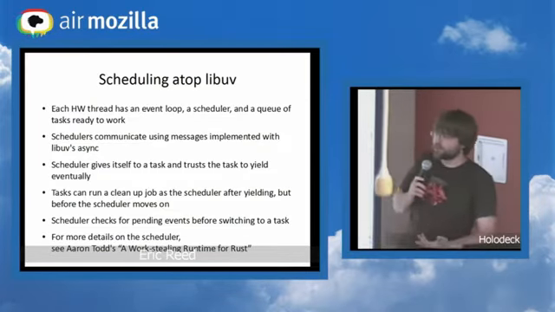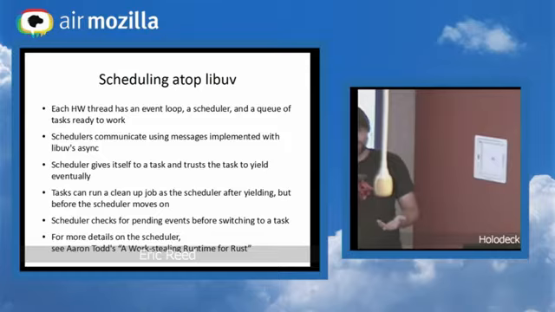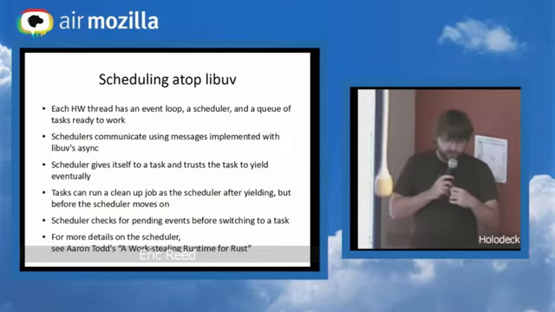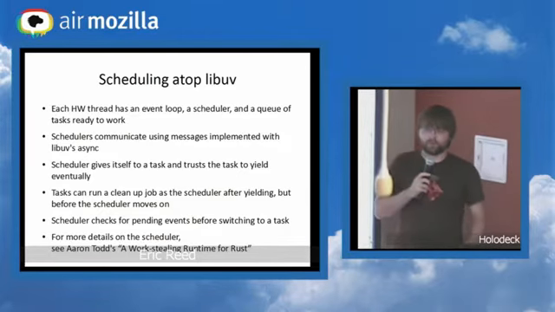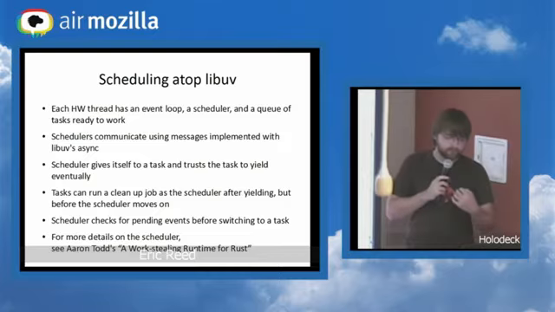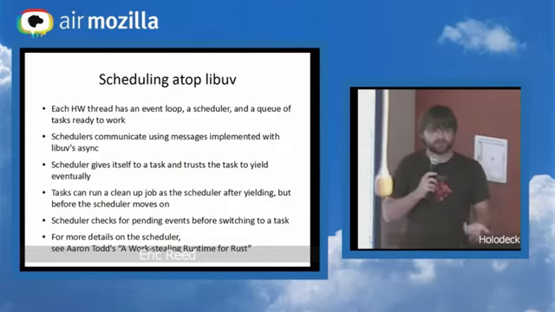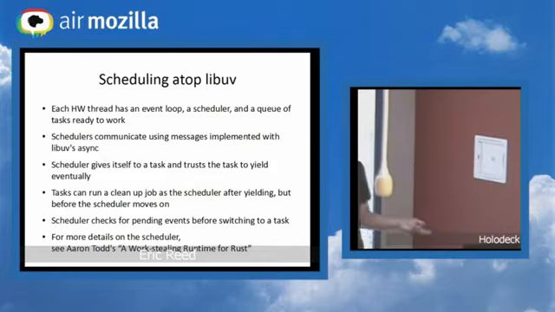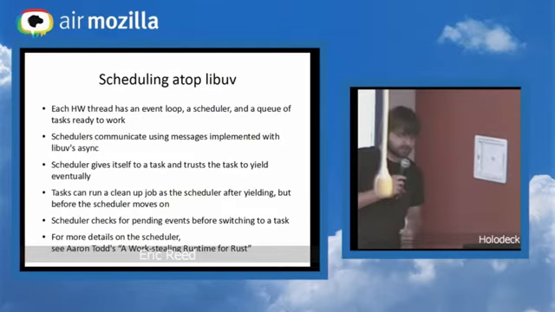Tasks have the option of running a cleanup job when they yield to the scheduler, and that's actually how we start the I/O and process all that. And that's going to just be important when I describe how we actually do I/O. The scheduler, before it runs a task, checks with the libuv event loop to see if there's anything that it needs to do, like, say, process a completed read or an incoming connection attempt.